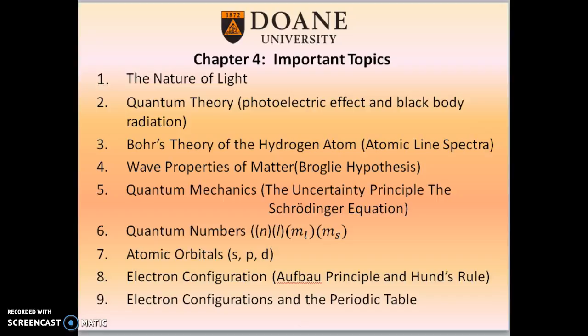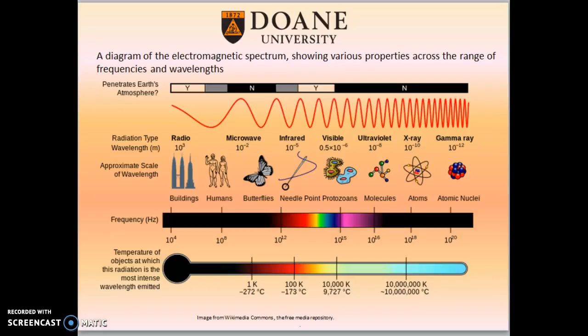The nature of light, quantum theory, including the photoelectric effect and black body radiation. You have to understand Bohr's theory as well as wave properties of matter. The uncertainty principle and the Schrödinger equation have a direct implication on quantum mechanics as well as quantum numbers and atomic orbitals. You will also learn electronic configurations and the periodic table again. Basically, in Chapter 6, everything has to do with light as well as particles.